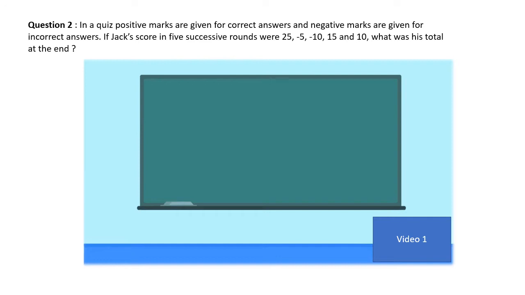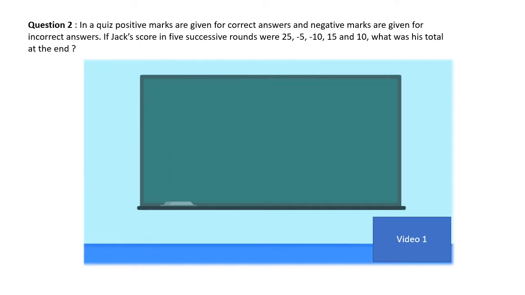In a quiz, positive marks are given for correct answers and negative marks are given for incorrect answers. If Jack's score in 5 successive rounds were 25, -5, -10, 15 and 10, what was his total score at the end? So this is our question.